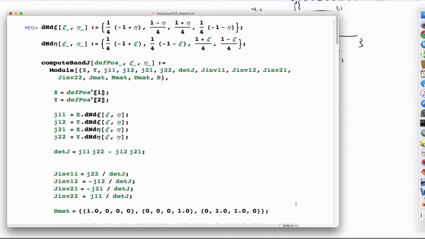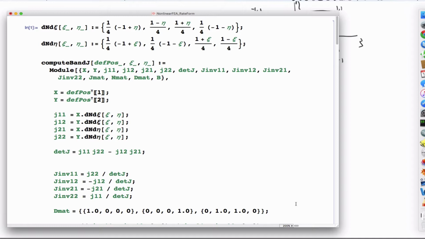So J11, J12, J21, J22 are x dotted with the shape functions. So the deformed position of the nodes is x dotted with the shape functions. That gives me J1 and so on. And so then the Jacobian determinant, which is something I'm going to output, of this function, is just the determinant of that matrix. So I just compute the matrices. Since there's only four of them, it's just easy to do it like that. So I just compute the matrix entries, and then the determinant of the matrix is that.